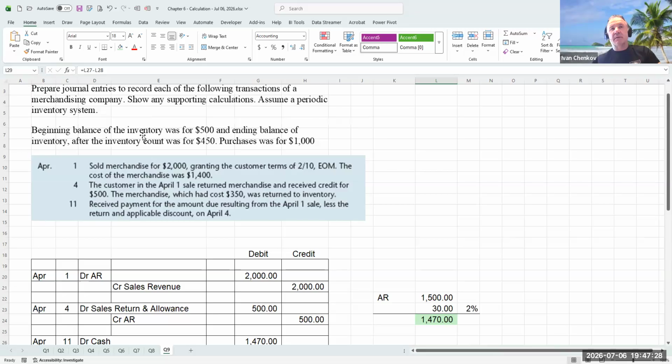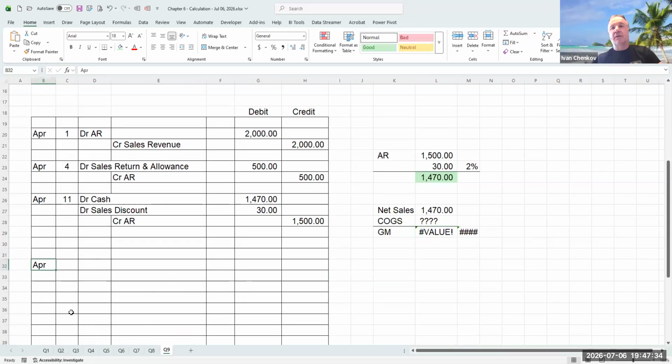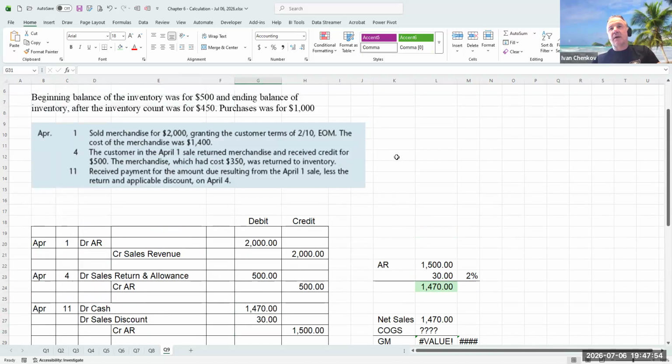Now, since we're running the periodic system, let's pretend there are no other purchases and no other sales for this company for the end of the month. So at the end of the month, on April 30, we have to do the journal entry: debit cost of goods sold, credit inventory. The question is how much? What we know from the question is that we have the inventory account. Let's bring in this inventory account. Where can I bring it? I'll do it right here.